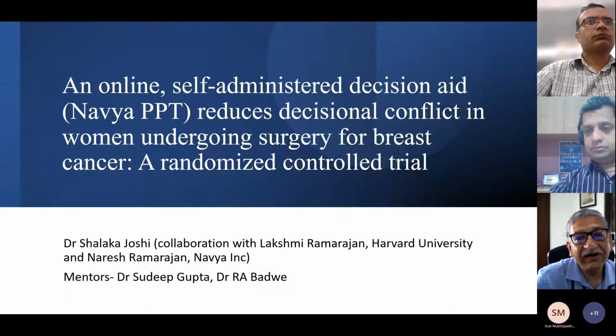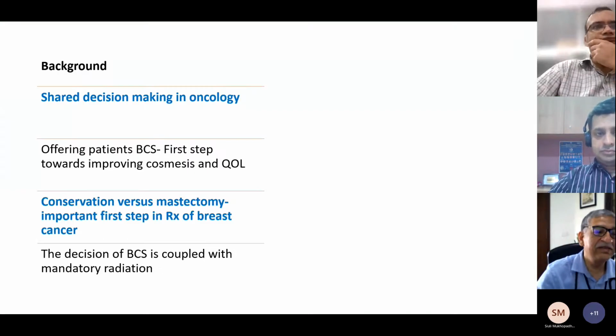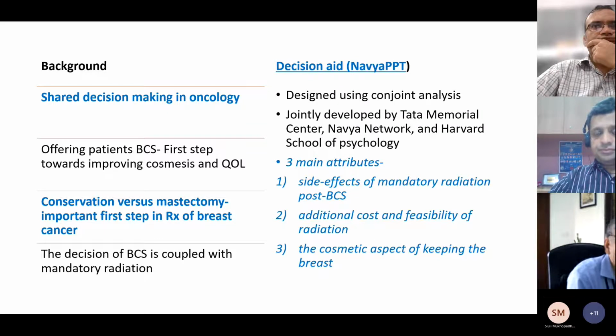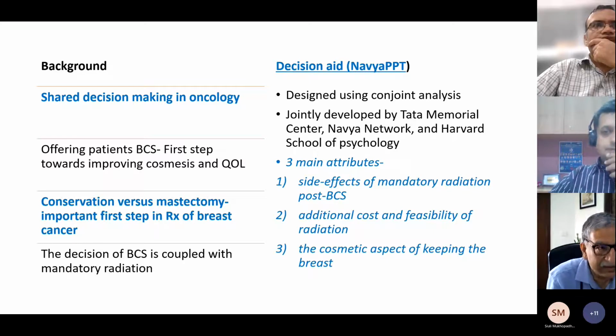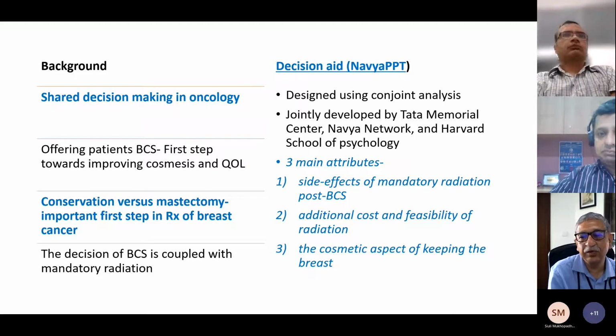This is an online self-administered decision aid to reduce the decisional conflict in women undergoing surgery for breast cancer. So many of you know that when a woman presents with breast cancer, there are two choices for surgery. One is conserving the breast, the other one is mastectomy. And there are some trade-offs, the main trade-offs being that breast conservation leads to a better cosmesis and other aspects such as self-esteem, psychological functioning, and so on.